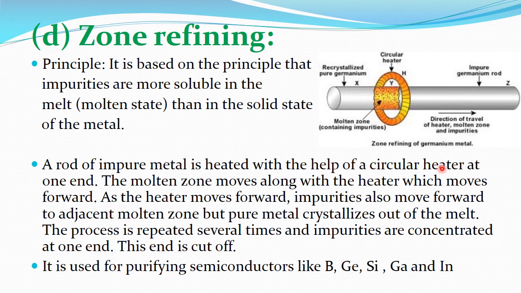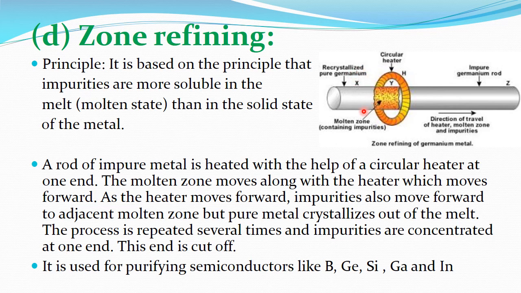the help of a circular heater at one end. So, place the circular heater at one end of the rod. When we place the circular heater at this end, it becomes melted. And after that, move the circular heater to the next place X. This place. Can you see here in the picture? See my pointer. Okay, and move the circular heater to the point X.